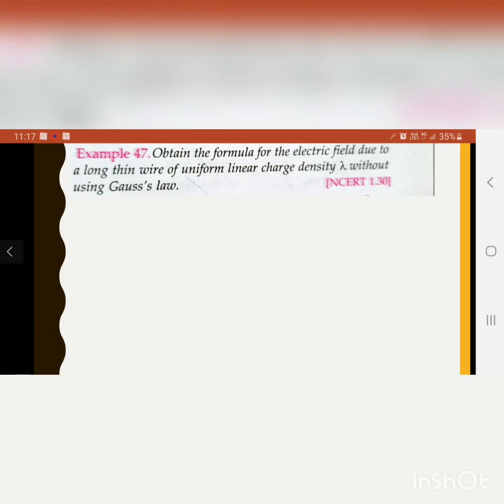Obtain the formula for the electric field due to a long thin wire of uniform linear charge density lambda without using Gauss's law. Now Gauss's law we will study in coming lectures, and that law basically makes it easier for us to find out the electric field due to charge distribution without going into all these mathematic portion. It gives us an easier way to calculate the electric field. We'll use that technique whenever we are asked to, but right now we've been asked to do it from first principle, so let's concentrate on that.